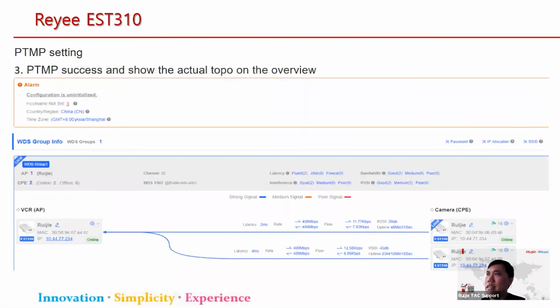Yes. Once you have successfully built the point to multi-point, you are able to see two CPEs connected to one VCR. This is the way you configure the point to multi-point setup.